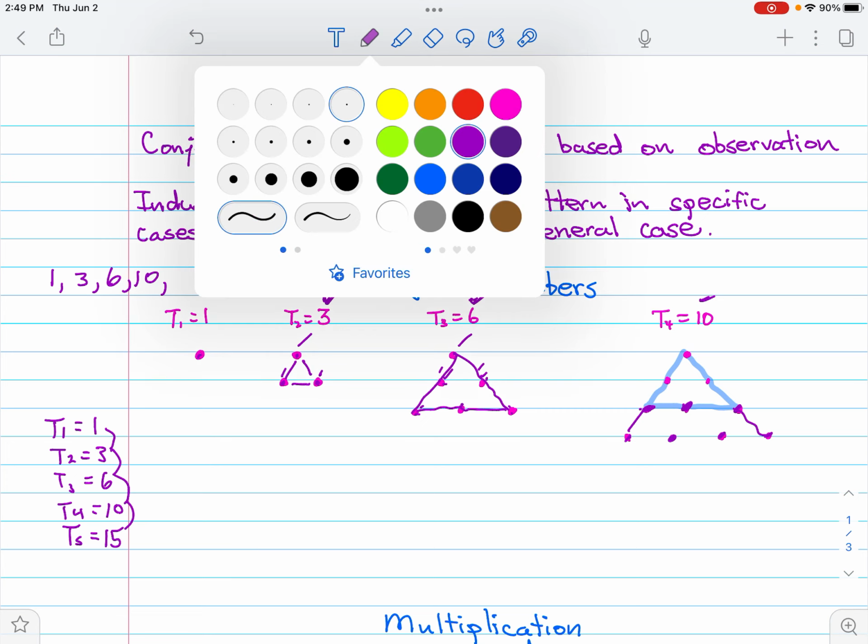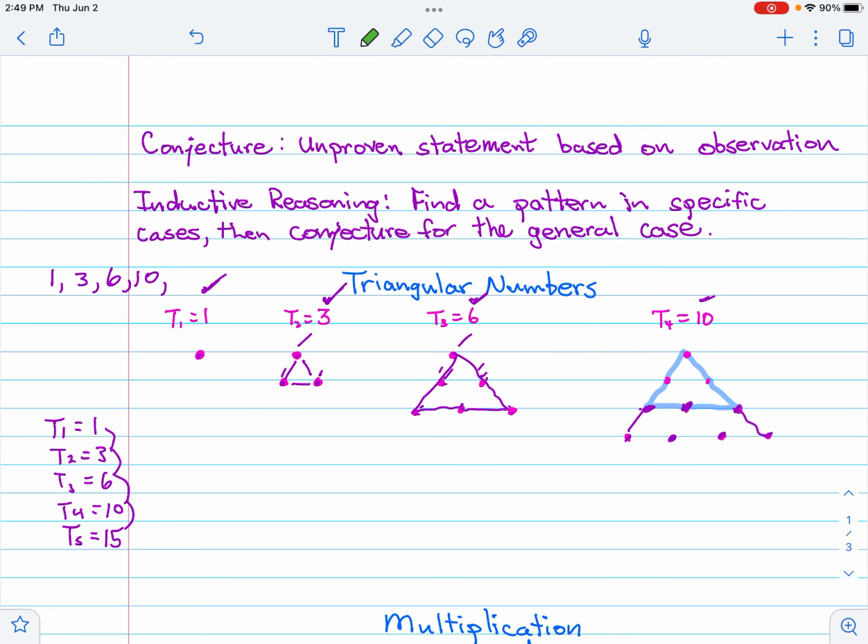So we could try out that conjecture. Let me pick another color here, and I'll add on to this one up here. We want to look at T5, so between each one of these, I add a dot and then a dot on the outside. And it looks like I've added 5 dots there. So we conjectured about the next thing coming. Observing the pattern, the next thing we're going to observe is going to be 15. So T5 is 15. There we were able to conjecture about the next term.